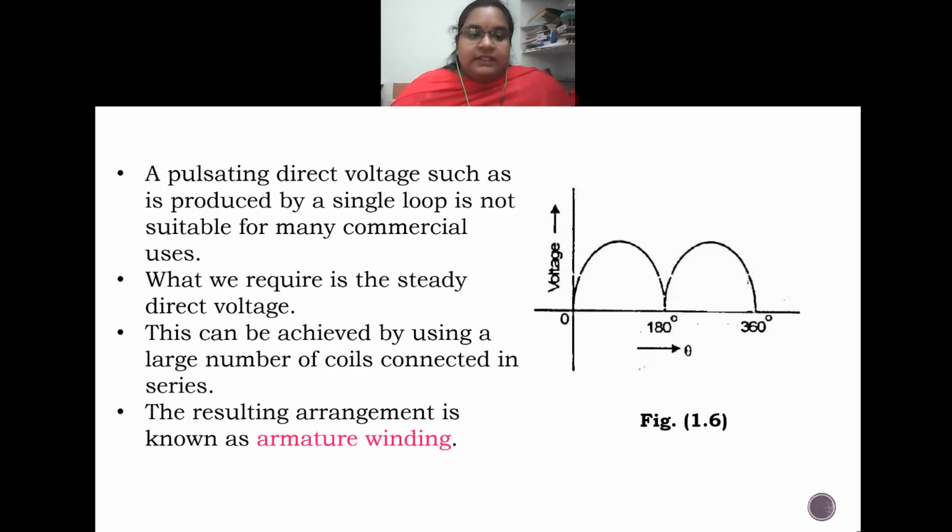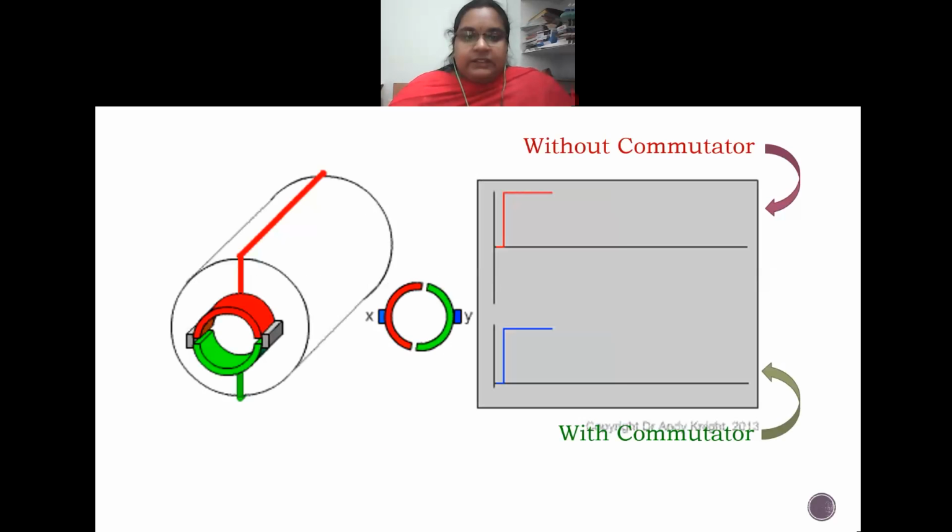This results in an arrangement known as the armature winding. Because we go for multiple loops, many coils, that type of arrangement is called an armature winding. We will see what an armature winding is and what the different structures are. Here you can see a simple animation which gives us a simple arrangement.